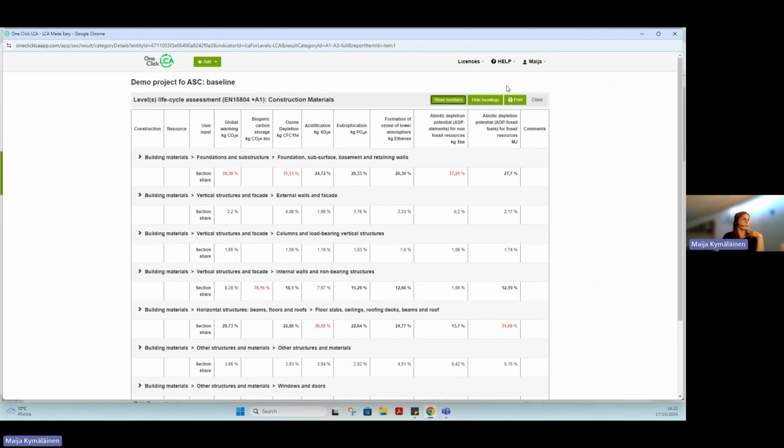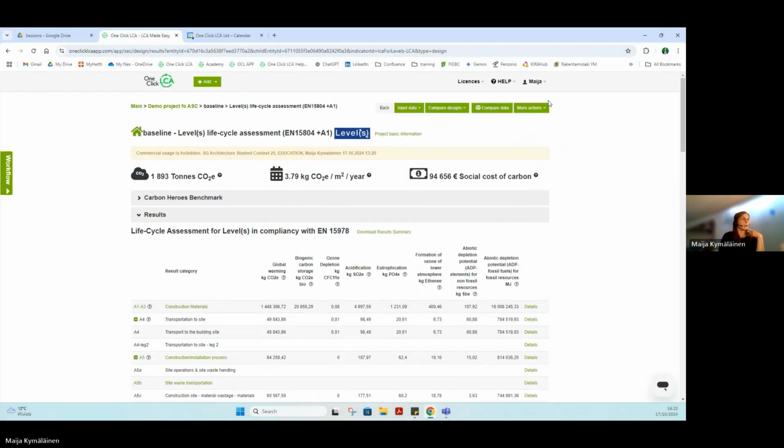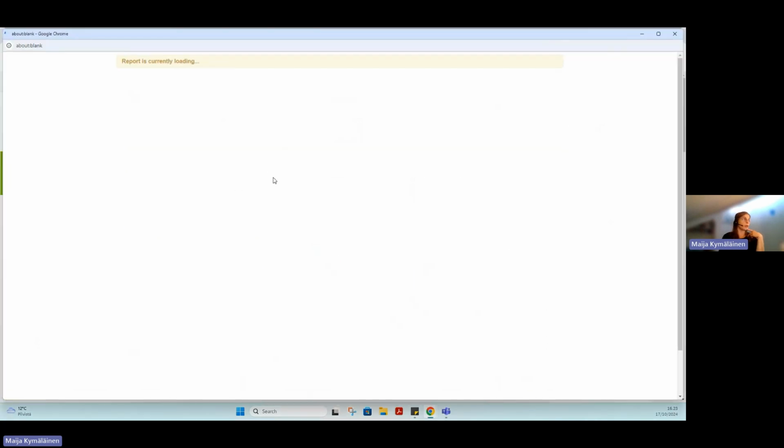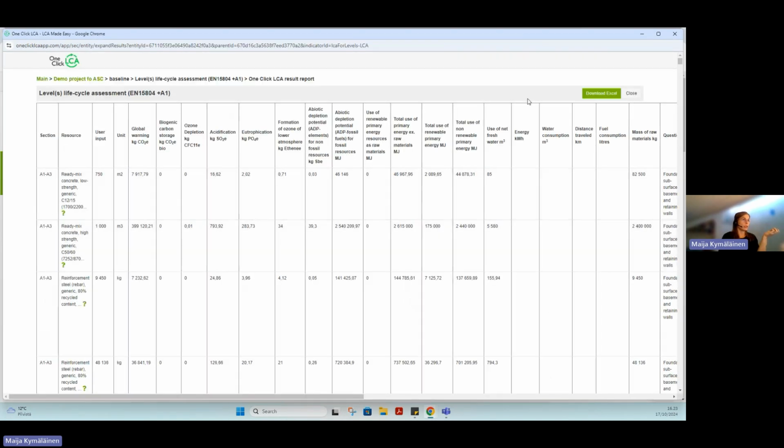This can be printed, and then there's also more actions, and here you can generate different kinds of reports. You can also export used EPDs if you want to. You can generate a Word report, or you can generate a OneClick LCA results report, which looks a bit the same as the one before. So this is the detailed report, and then you can download Excel.